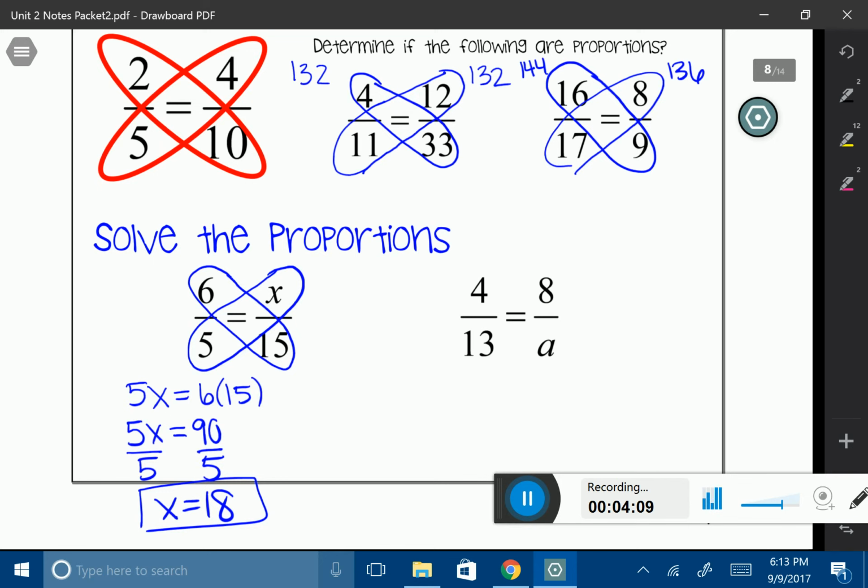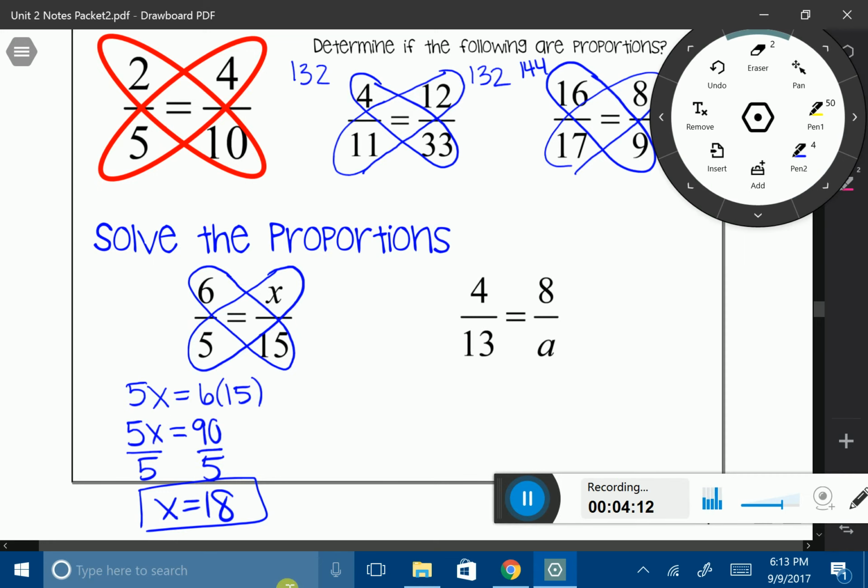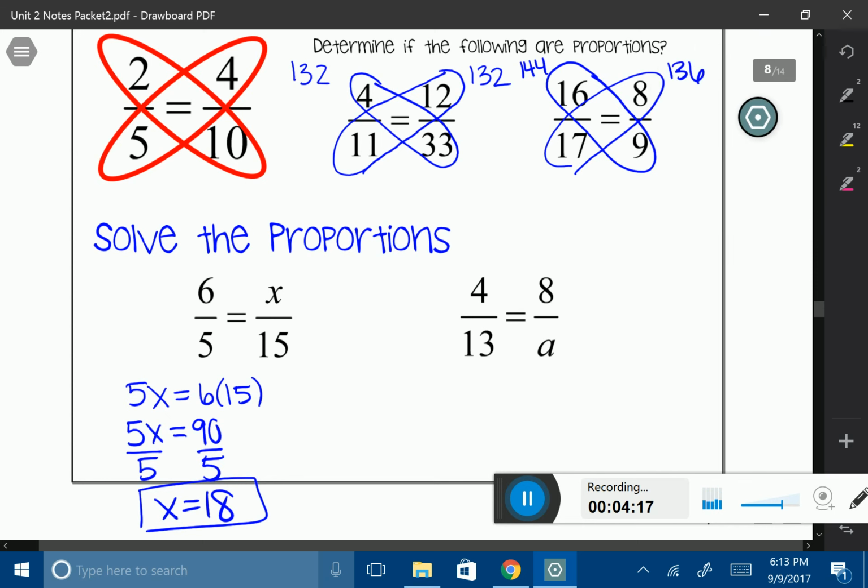I'm going to erase my little ovals and talk through this. I locate where my x variable is, and then I notice its two next door neighbors. I multiply those two numbers, 6 times 15, and I get 90. Then I divide it by my last number, divided by 5, and that gives me my final answer. It's a cool little trick with proportions, but basically you're doing the math mentally.